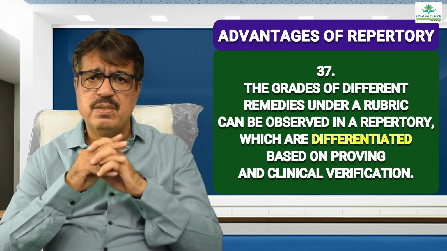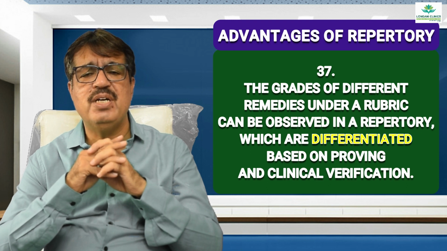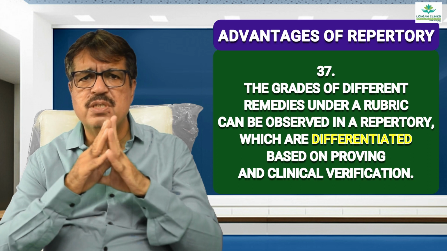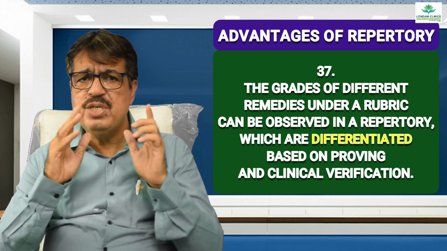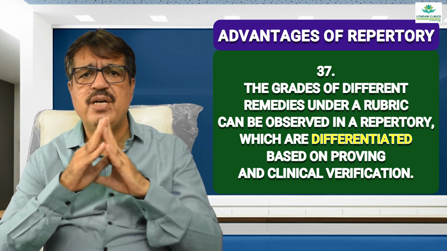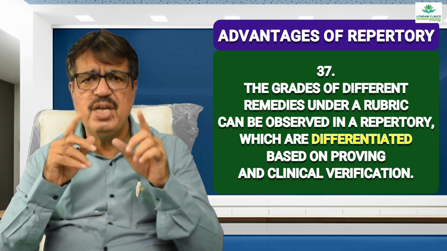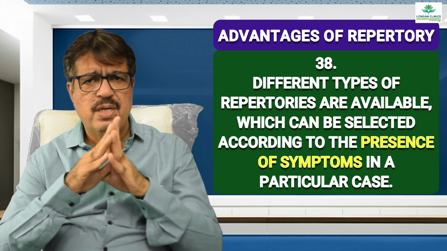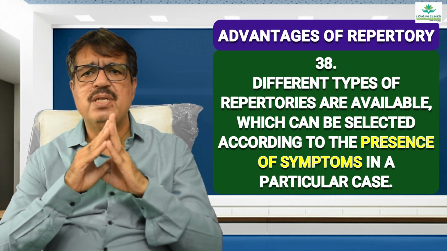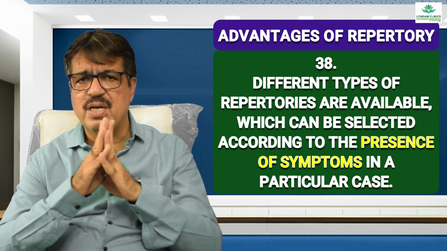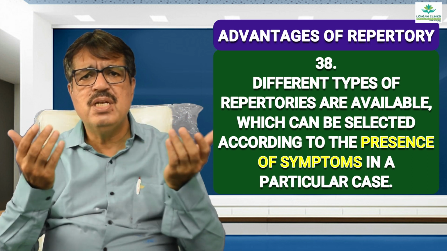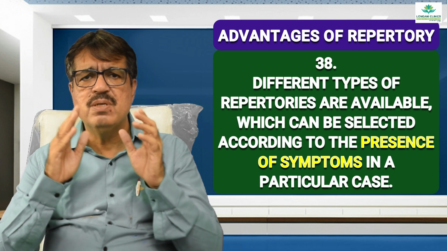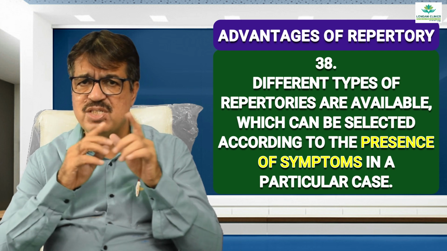37th one. The grades of different remedies under a rubric can be observed in a repertory, which are differentiated based on proving and clinical verification. 38th one. Different types of repertories are available in the market, which can be selected according to the presence of symptoms in a particular case.